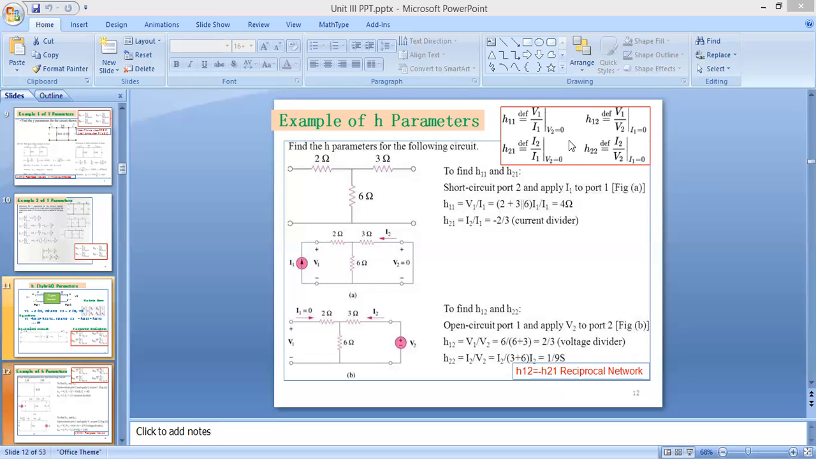When you are considering V2 equal to 0, you are getting the equation H11 equal to V1 upon I1. So you can convert V1 का equation I1 के form में. हम I1 के form में convert कर सकते हैं. If you are converting in the form of I1, how can you write? V equal to IR. I1 as it is. On R we can write 2 plus 3 and 6 are in parallel.